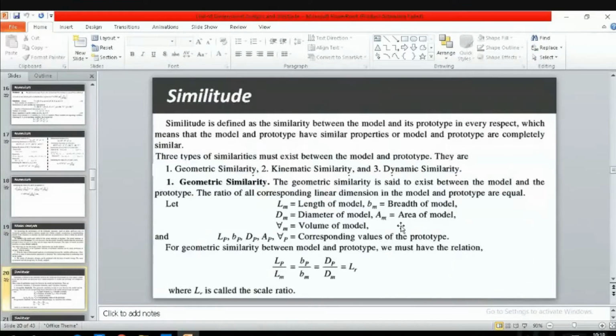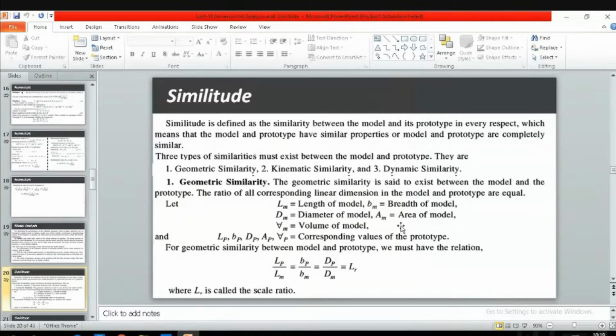Then similitude is the method of establishing the relation between the model and prototype in every aspect. Therefore in similitude, any model or prototype is supposed to satisfy three types of similarity. First is geometric similarity, second is kinematic similarity, and third is dynamic similarity. All this we had seen.